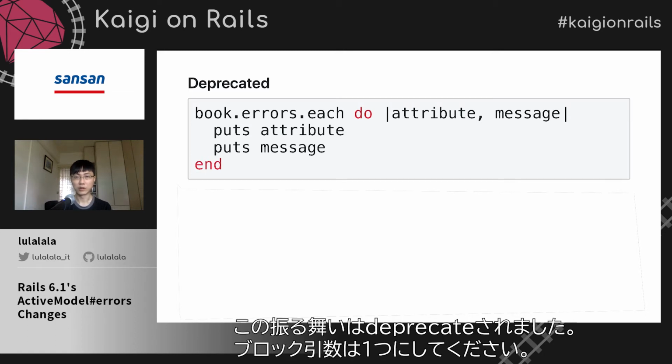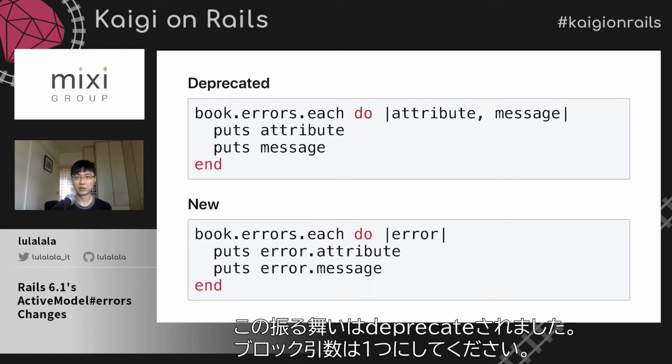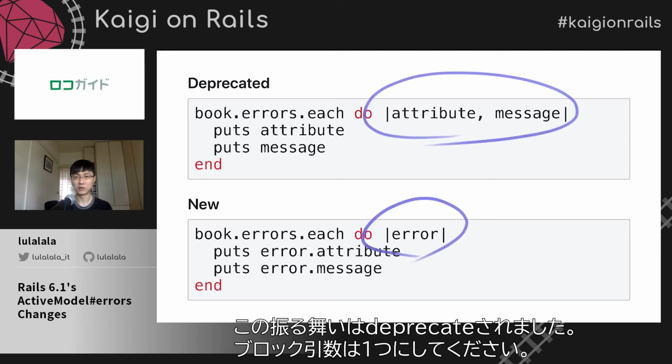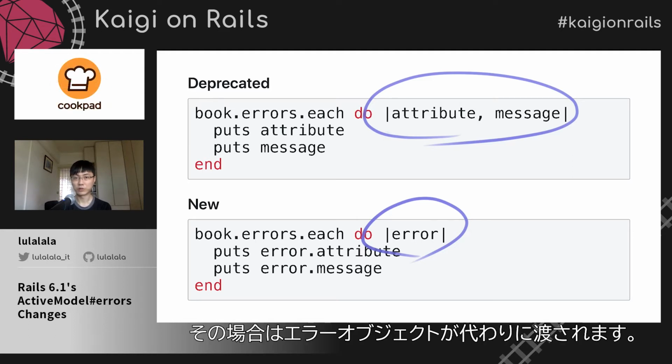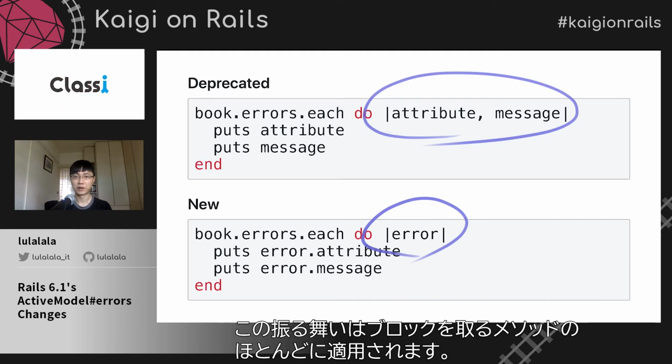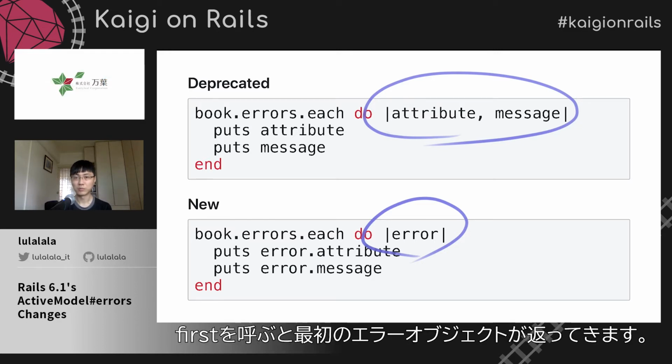We want to deprecate this. Instead, please switch to use the single arity enumerator. Notice the difference in the number of parameters. If there is only one parameter, then it will yield the error objects instead. This applies to most of the enumerable methods, which take a block. Also, when you call first, it will also return the first error object.